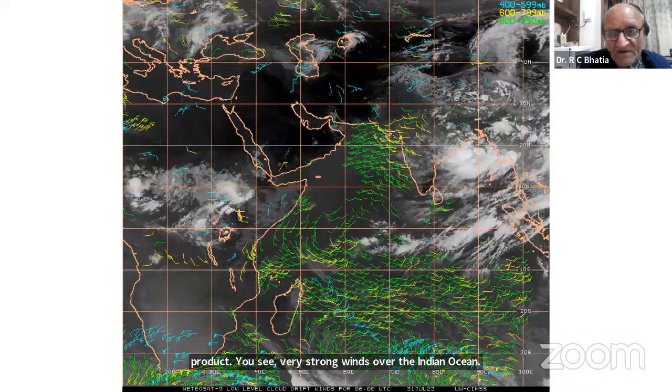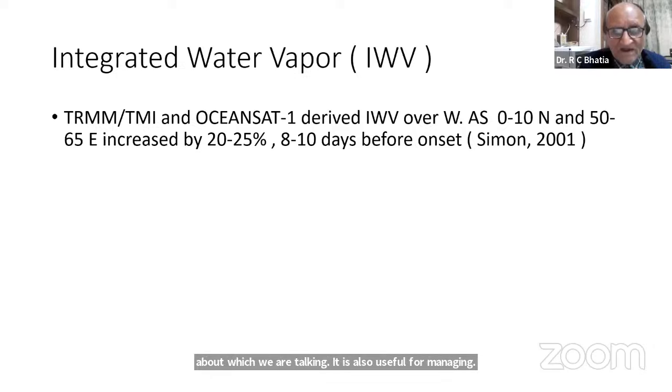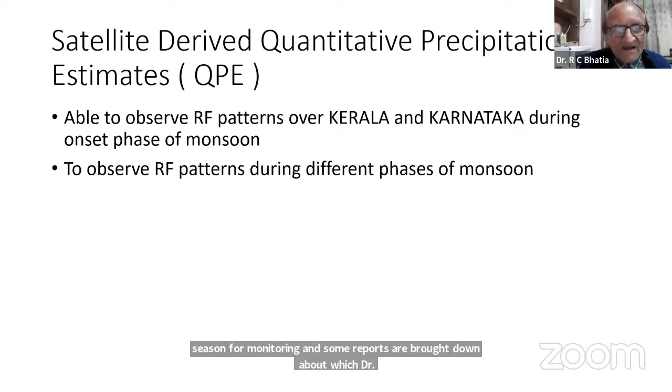And now the moisture has picked up, the integrated water vapor about which we are talking. It is also useful for monitoring. Dr. Simon, during his talk, mentioned about it. In fact, after the start of OceanSat 1, we worked together, IMD and ISRO SAC, for every monsoon season for monitoring. And some reports were brought out, which Dr. Simon referred to about a week back.